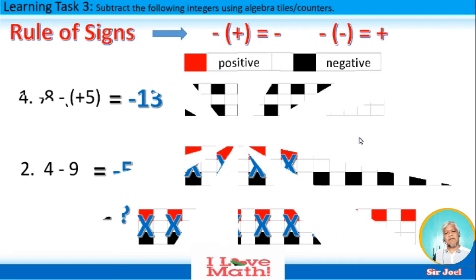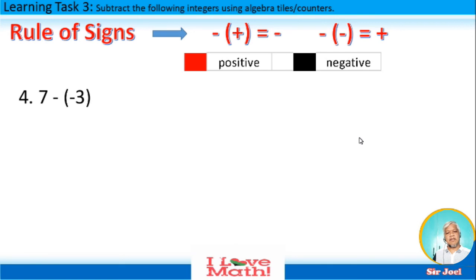Number 4, 7 minus negative 3. Yun. Nagdoble ulit yung sign. 7 minus negative 3. So, meron tayong minus negative 3. So, sabi natin, based on our pattern, kapag minus, minus, magiging na siyang plus. Ibig sabihin, ang tanong is now 7 plus 3. And again, 7 plus 3, even without these tiles, ay alam nyo ang sagot, di ba?